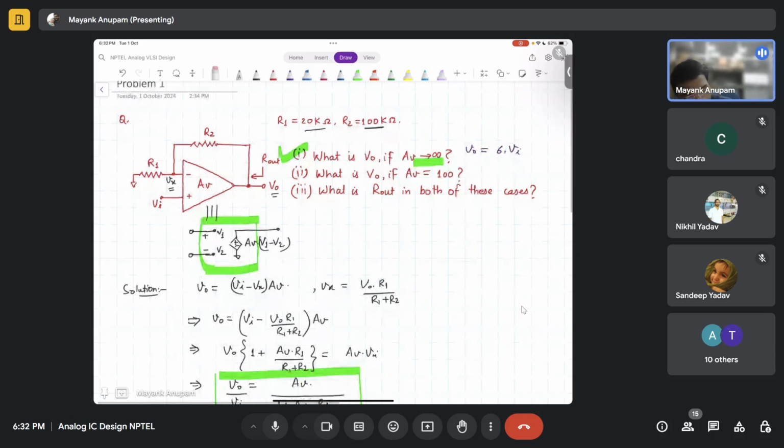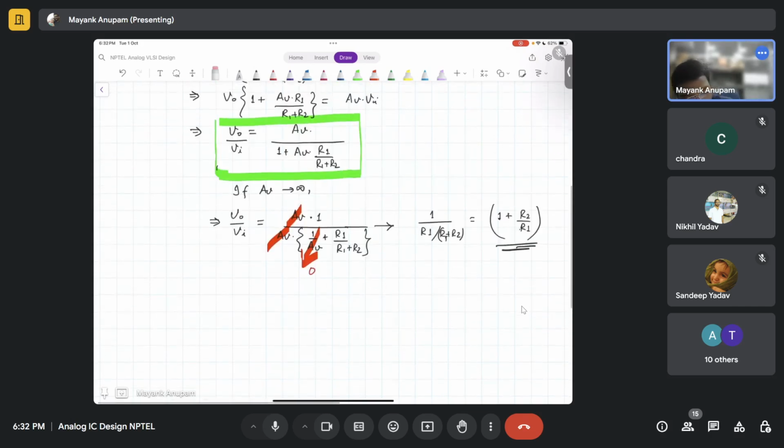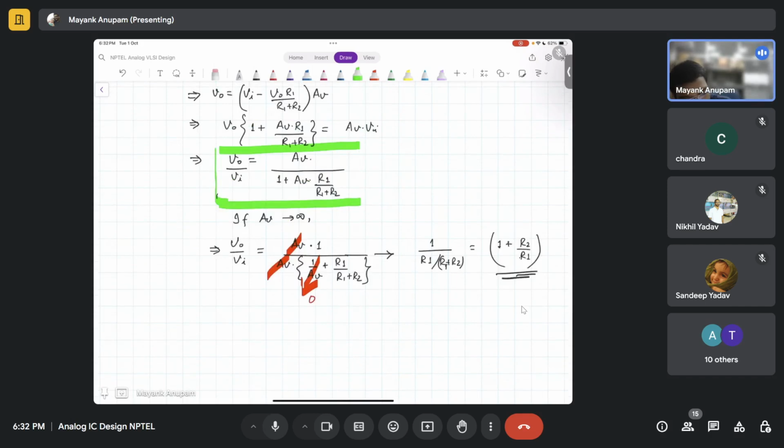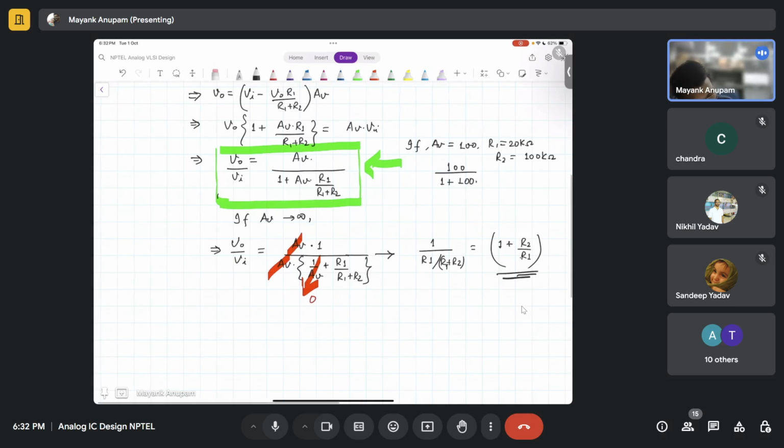Correct? Now tell me what is going to be V0 if AV is equal to 100 instead of infinity. You just have to put it here, right? So tell me quickly, if AV is equal to 100, what is going to be the value of V0 over Vi? It will be 100 divided by 1 plus 100 times how much?